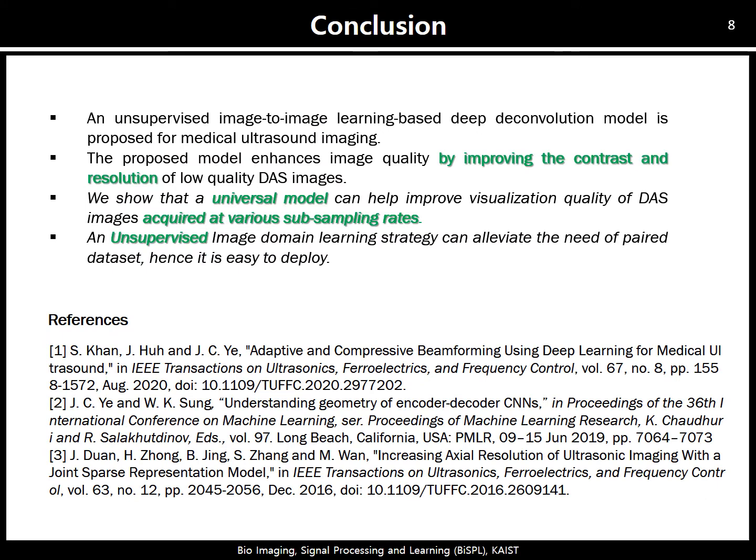So we can conclude this study as follows. The proposed model enhances the image quality by improving the contrast and the resolution of the low quality DAS images. We show that the universal model can help improve the visualization quality of the DAS images acquired at low sampling rate. An unsupervised image domain learning strategy can alleviate the need for a paired dataset as well as the PSF estimation. Hence, it is easy to deploy.